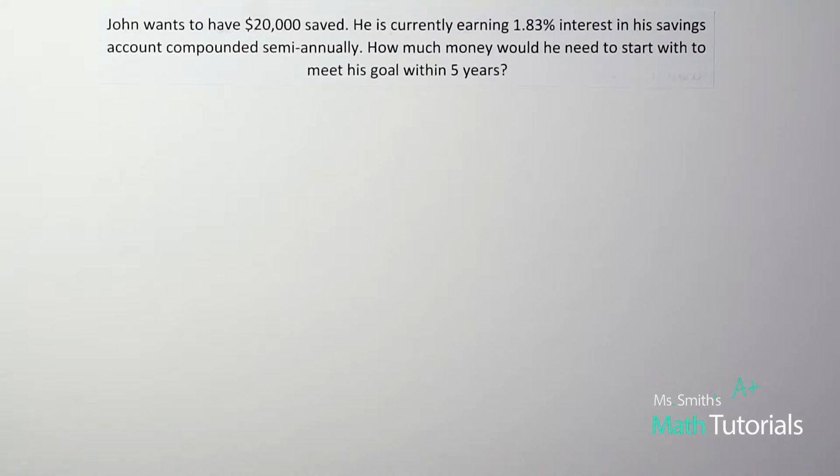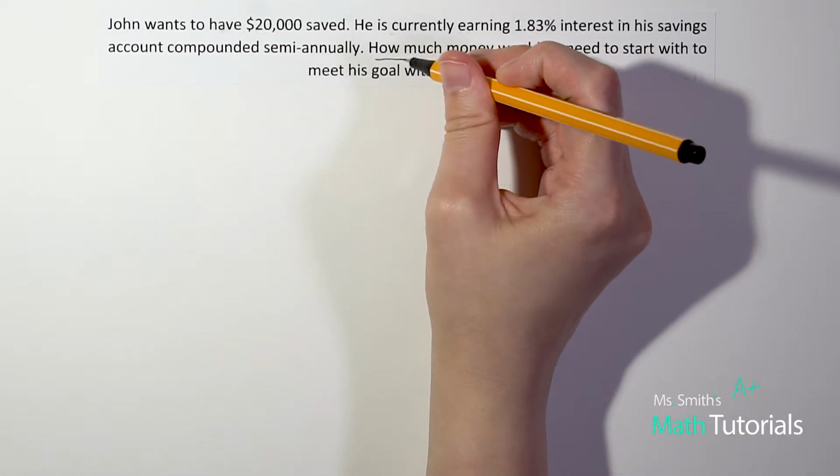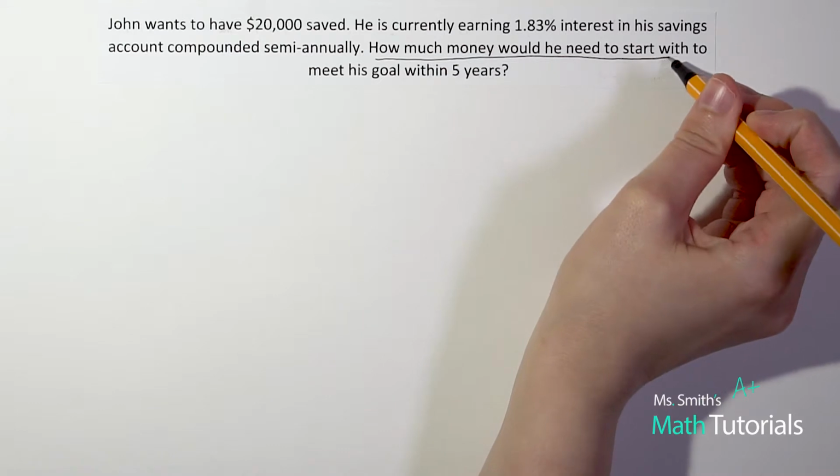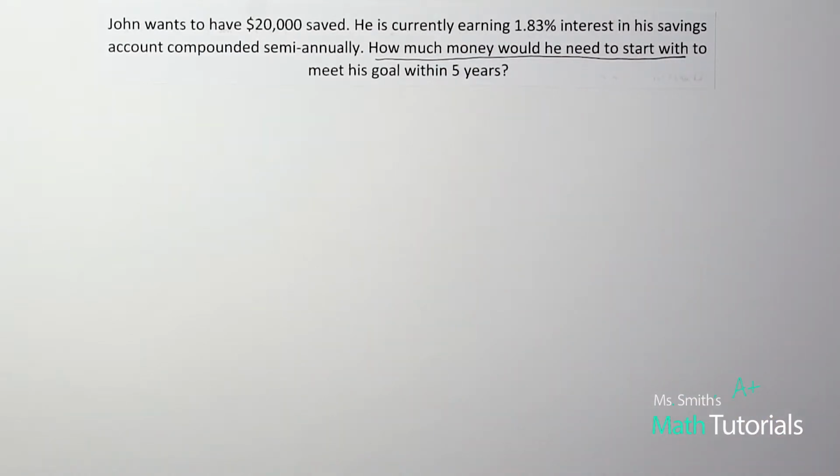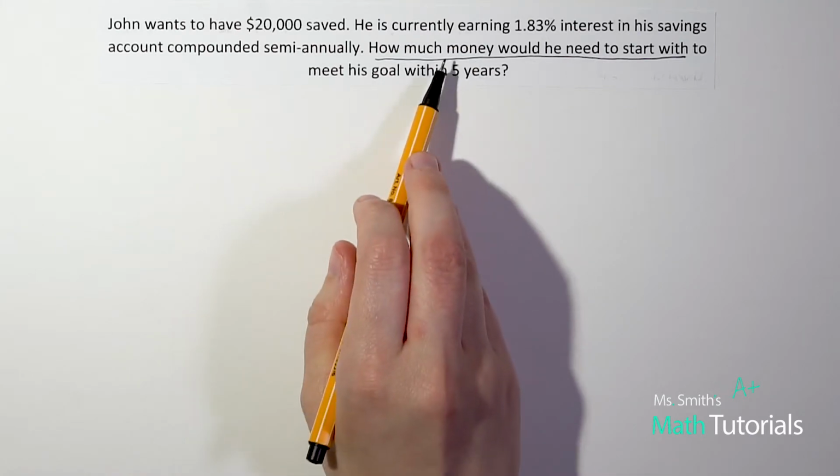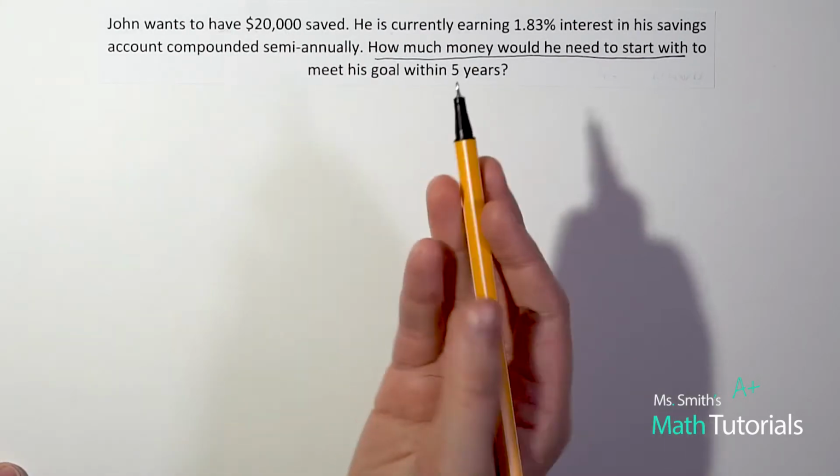All right, let's look at another one. John wants to have $20,000 saved. He is currently earning 1.83% interest in his savings account compounded semi-annually. How much money would he need to start with to meet his goal within 5 years? Okay, so they've asked us to do something totally different than the other questions did. We want to know how much money would he need to start with? So we have potentially the total amount, how much he wants to end up with.